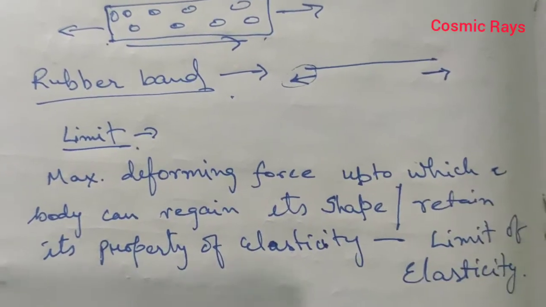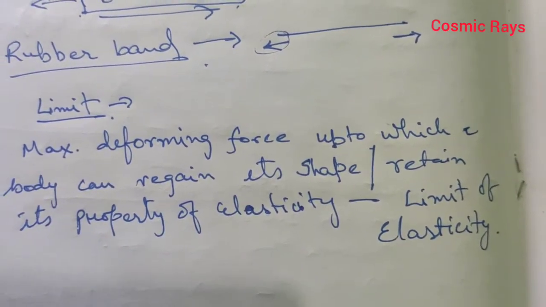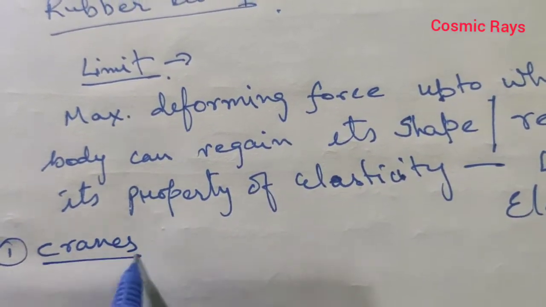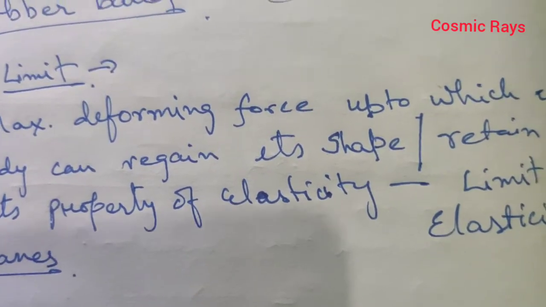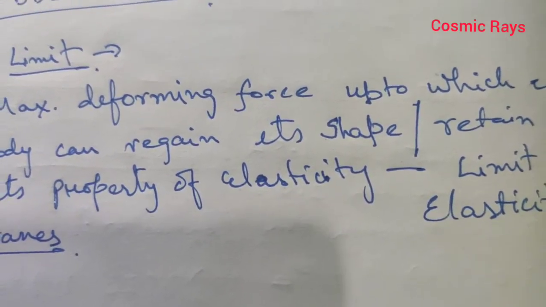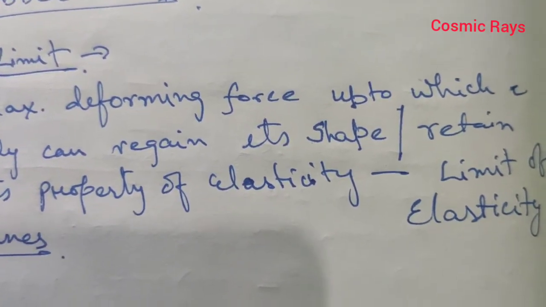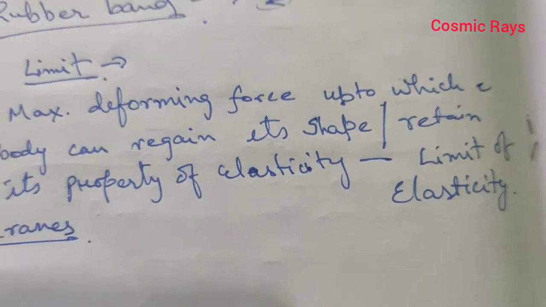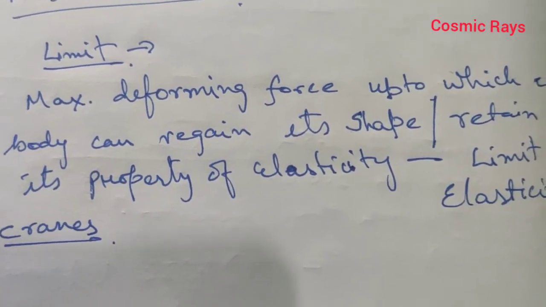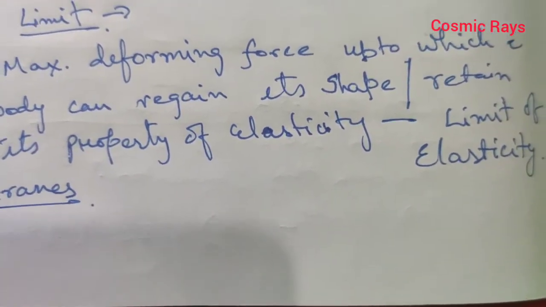Now, if we think about the application of elasticity in our real life, you might have seen cranes. Cranes are used for lifting heavy loads. There will be a rope attached to the crane, which will be tied to the load. Once it picks up the load, obviously the rope should be elastic. So the diameter of the rope is decided by the elastic limit of the material of the rope and how much load it can lift.